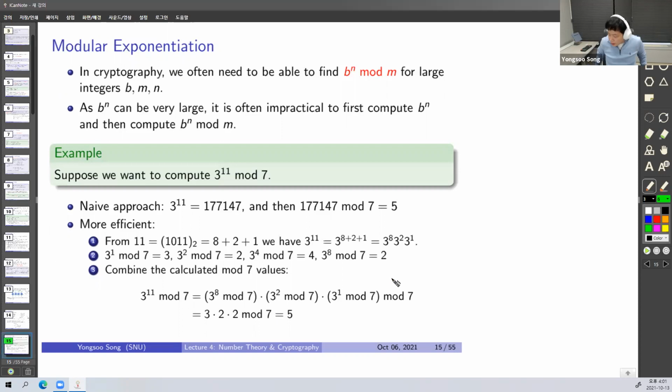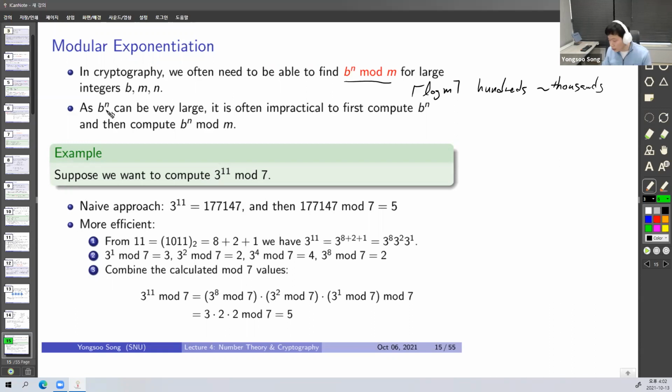Okay, and there are some other implications of this binary representation. In cryptography, we sometimes need to compute values of the form b to the n modulo m for very large integers b and n. So this b or m could be hundreds or thousands of bits, so log m is like hundreds or thousands. So huge integers. In this case, how can we compute this b to the n?